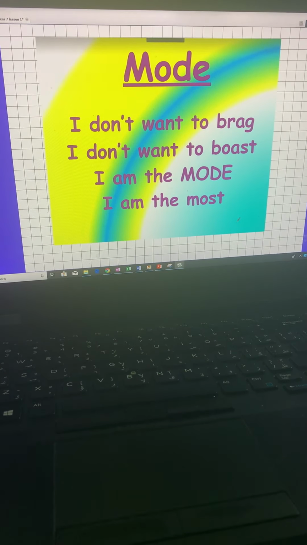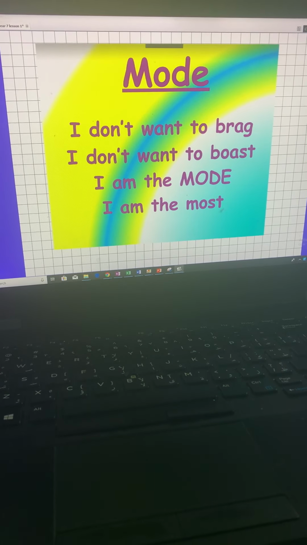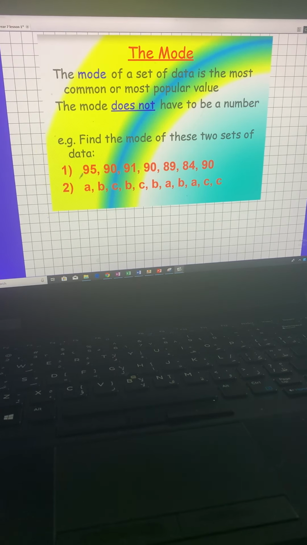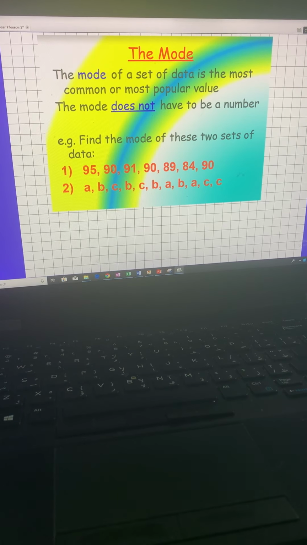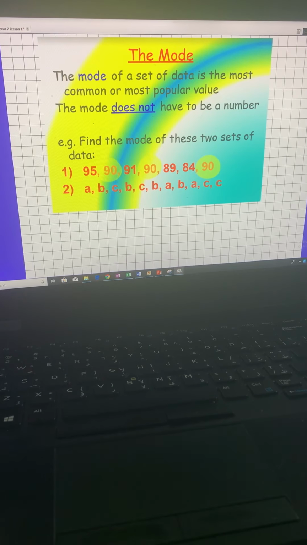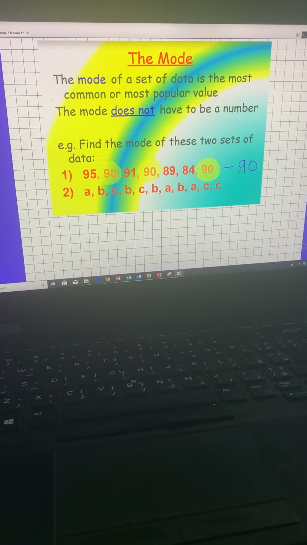The rhyme for mode. I don't want to brag, I don't want to boast. I am the mode and I am the most. Can you guess what that means? That means when you have a data set, the mode is the most popular value. So for instance, I can see 95 only comes once, but 90, 90, 90. 90 has appeared 3 times. Therefore, in question 1, my mode is 90. Something that appears the most is the most popular value.